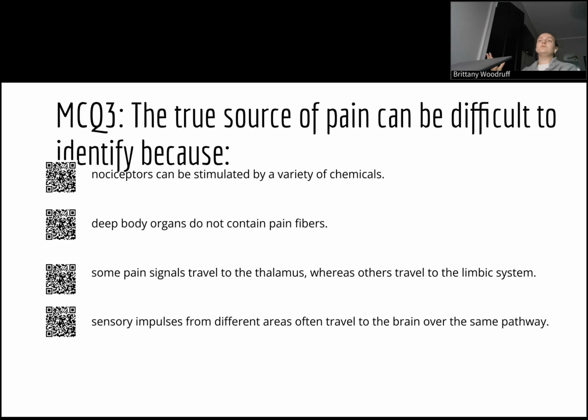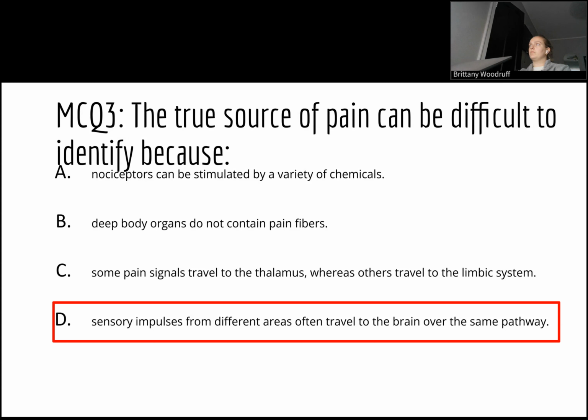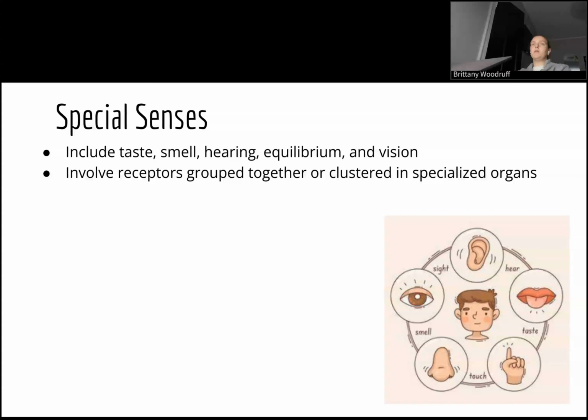Yeah, so the true source of pain can be difficult to identify because sensory impulses from different areas often travel to the brain over the same pathway. Okay. So that's where we'll leave off for today, because I feel like that's a good stopping point.